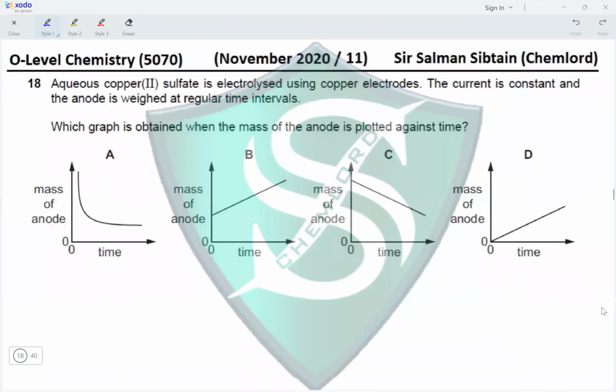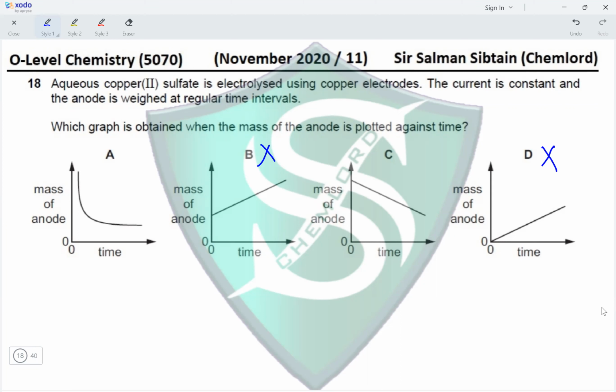Question 18. Aqueous copper sulfate is electrolyzed using copper electrodes. The current is constant and the anode is weighed at regular time intervals. Which graph is obtained when the mass of the anode is plotted against time? Okay, anode is where oxidation takes place, and oxidation of the anode means its mass would decrease with time. So this eliminates options B and D, which are showing an increase in mass. A shows a non-uniform decrease in mass with time. C shows a uniform decrease of mass with time.